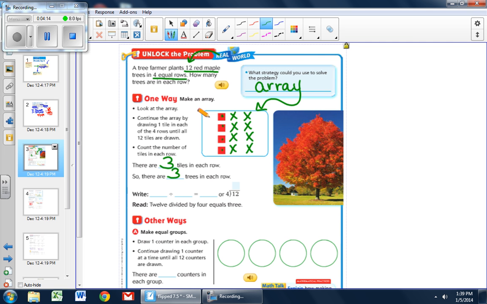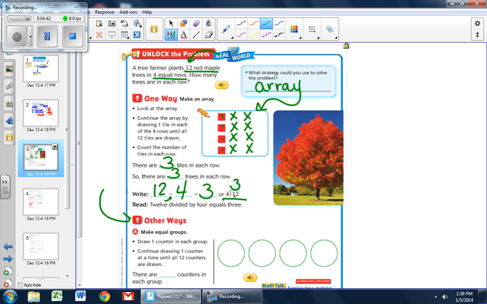So there are 3 trees in each row. To write it using the simple division symbol, we start with our biggest number of 12, and we divided it by the 4 equal rows, and it gave us the 3. Using the division bar, your big number goes in the middle that you're going to divide. 12 divided by 4 is 3.